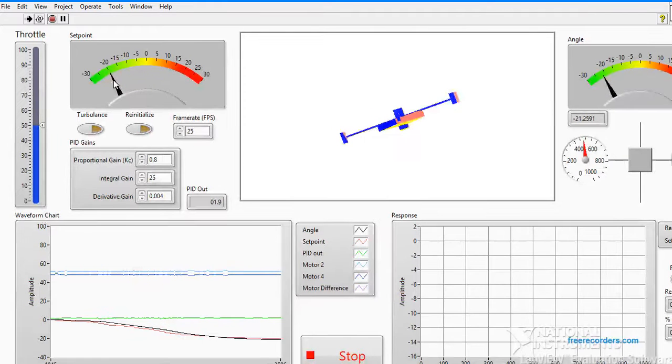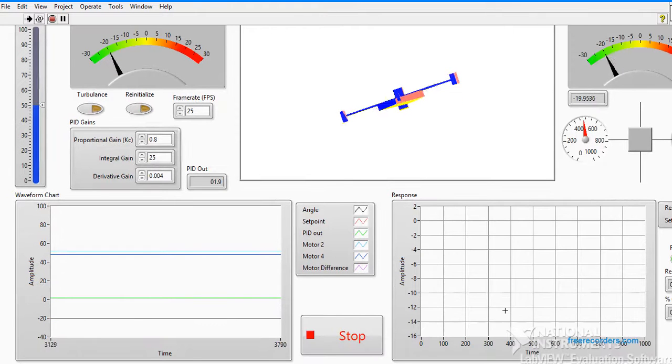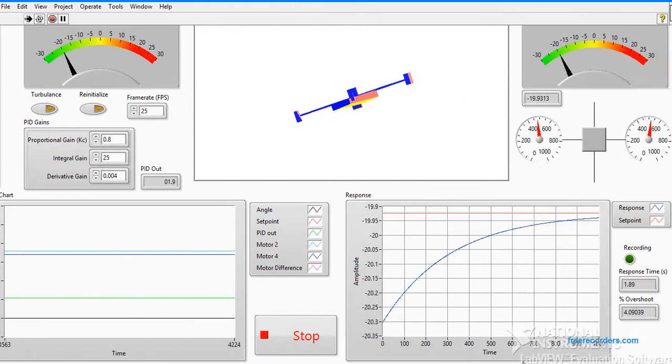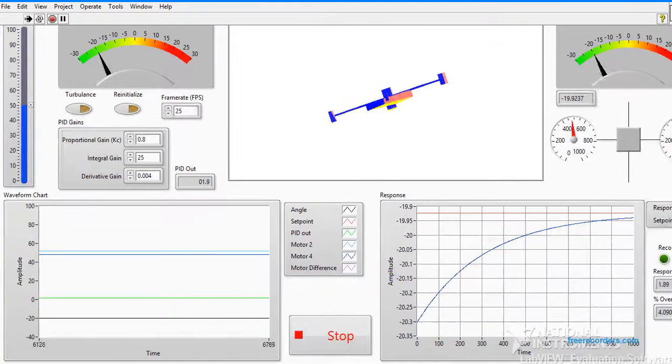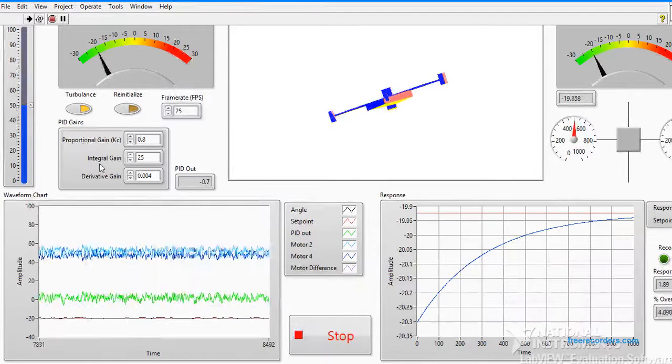Let me set it at around 20 degrees left. You can see the response here. It will take some time. Yes, you have got the response. It takes around 1.89 seconds to respond, and you can see the percentage overshoot here. In the waveform charts, I will turn on the turbulence levels now. If you turn on the turbulence level, you can see a jagged and wavy waveform chart.